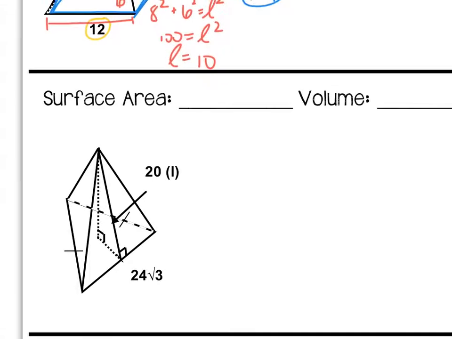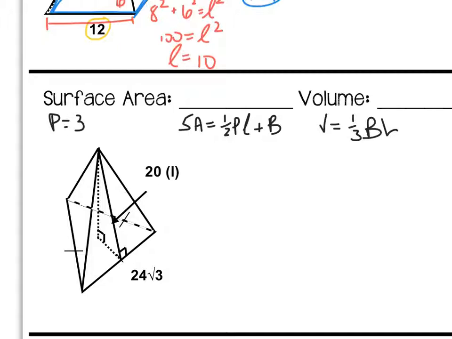Now we're going to look at an equilateral triangle. Starting with the same formulas, it's just how I get to filling those in that's different. Surface area is 1/2 perimeter times slant height plus base. Volume is 1/3 area of base times height. Okay, so perimeter: it's 3 sides, and each side is 24 square root 3.